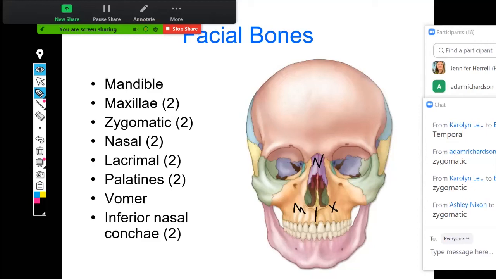This bottom big jaw down here is the mandible. Manly mandible.